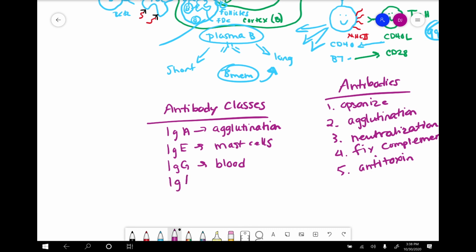And the last one is the IgM. The IgM is the first antibody your body makes. It's also really good at fixing complement.